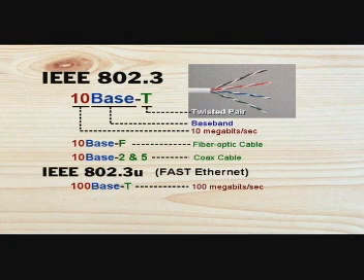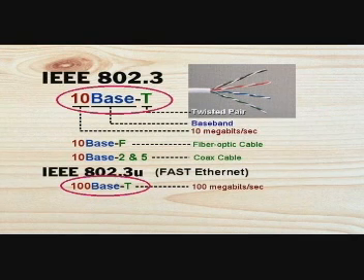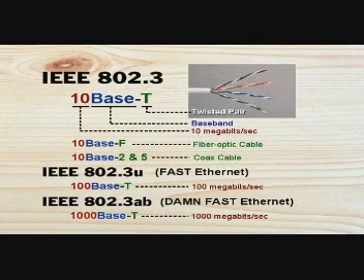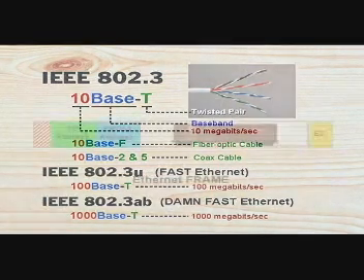802.3U is the specification for fast Ethernet, or 100 base T, 100 megabits per second over Category 5 or better twisted pair cable. 10 and 100 base T are the de facto standards for the home. There's even a faster version, 802.3AB, for 1000 base T. This requires Category 5E or 6 TP cable.